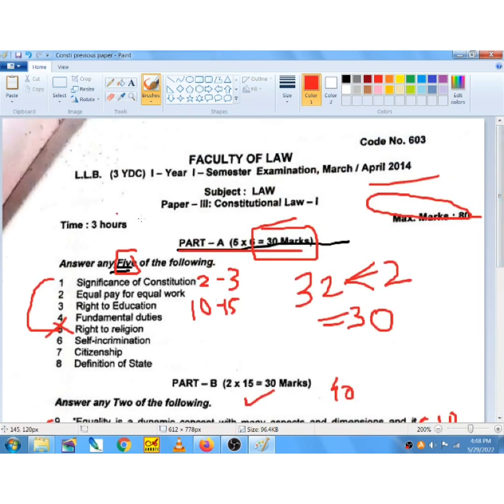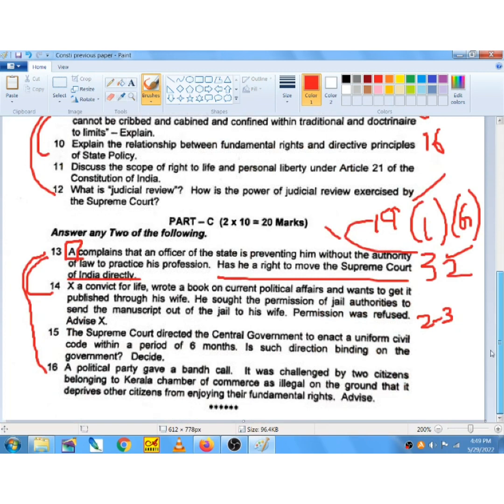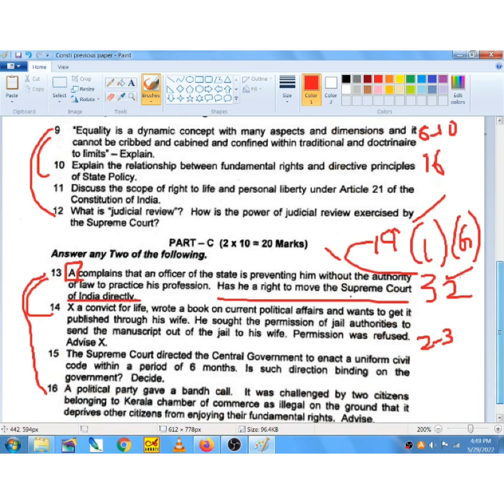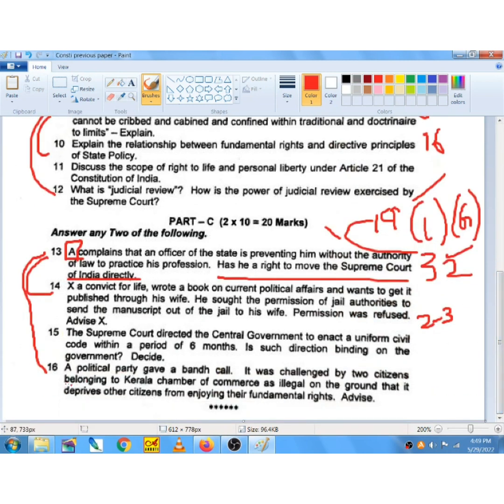So this was the general overview of how the exams will be, how the pattern is, how you should be attempting. Next, like this part C is being answered, another example I will also give you. The Supreme Court directed the central government to enact a uniform civil code within a period of 6 months. Is such direction binding on the government?